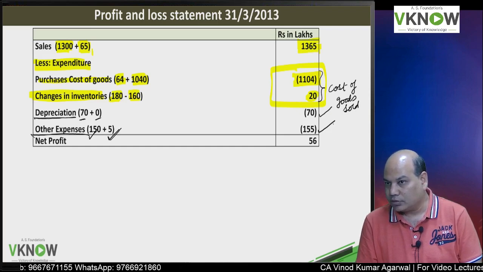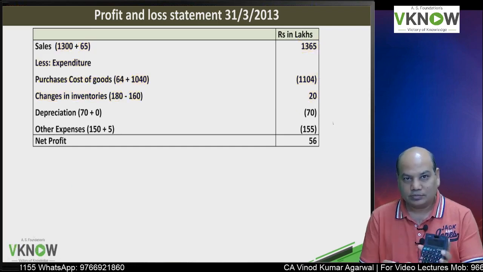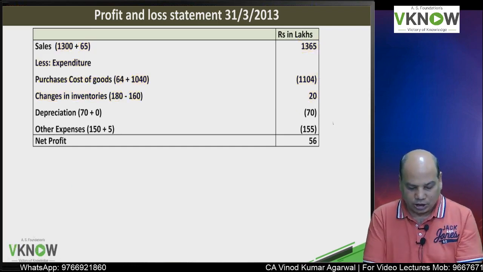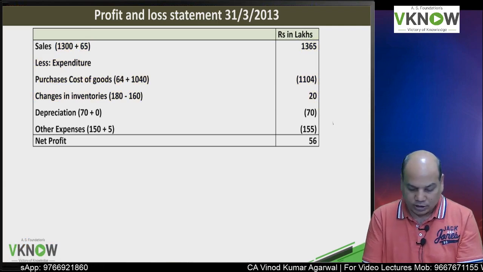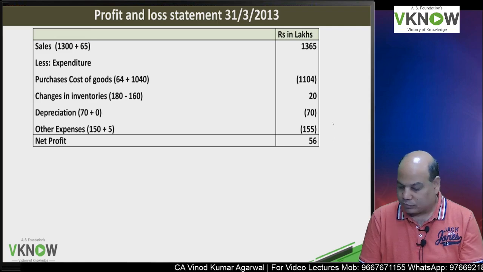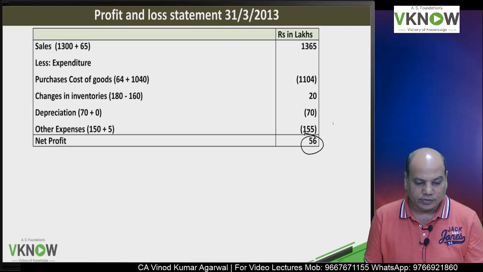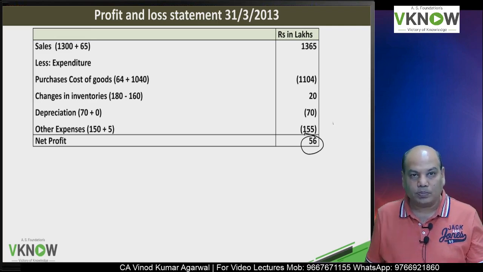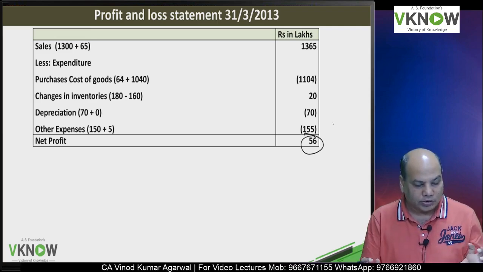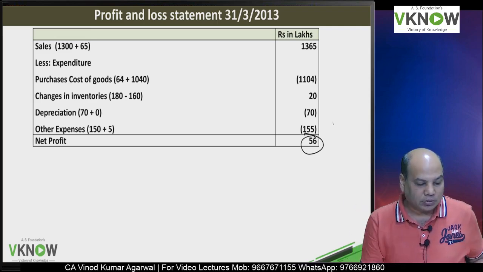Therefore, net profit. Take your calculator, type 1365 minus 1104 plus 20 minus 70 minus 155 is equal to 56. So this 56 we are going to transfer to the balance sheet. In the balance sheet we have to add 56 to the opening balance of the P&L account.